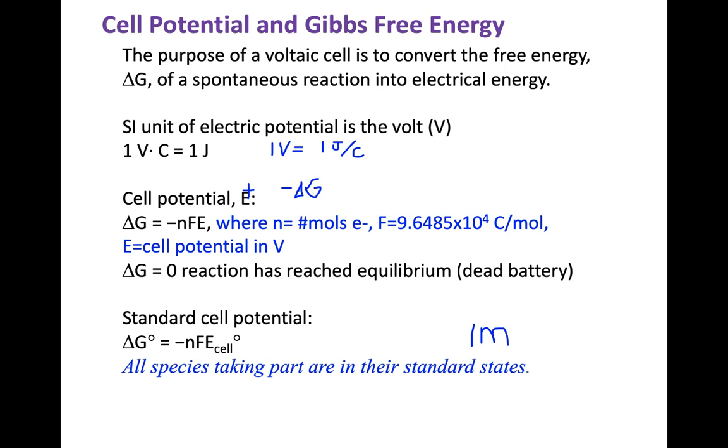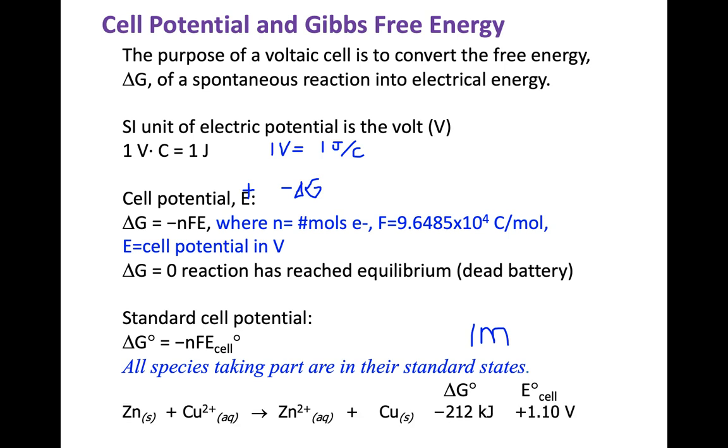Note that our standard cell potential does not change regardless of how we write the equation. Let me show you an example. So here's our zinc-copper reaction. As I mentioned, it is spontaneous. It is a negative 212 kilojoule reaction. So delta G is negative, so it's spontaneous, and our E cell is positive, so it's spontaneous.